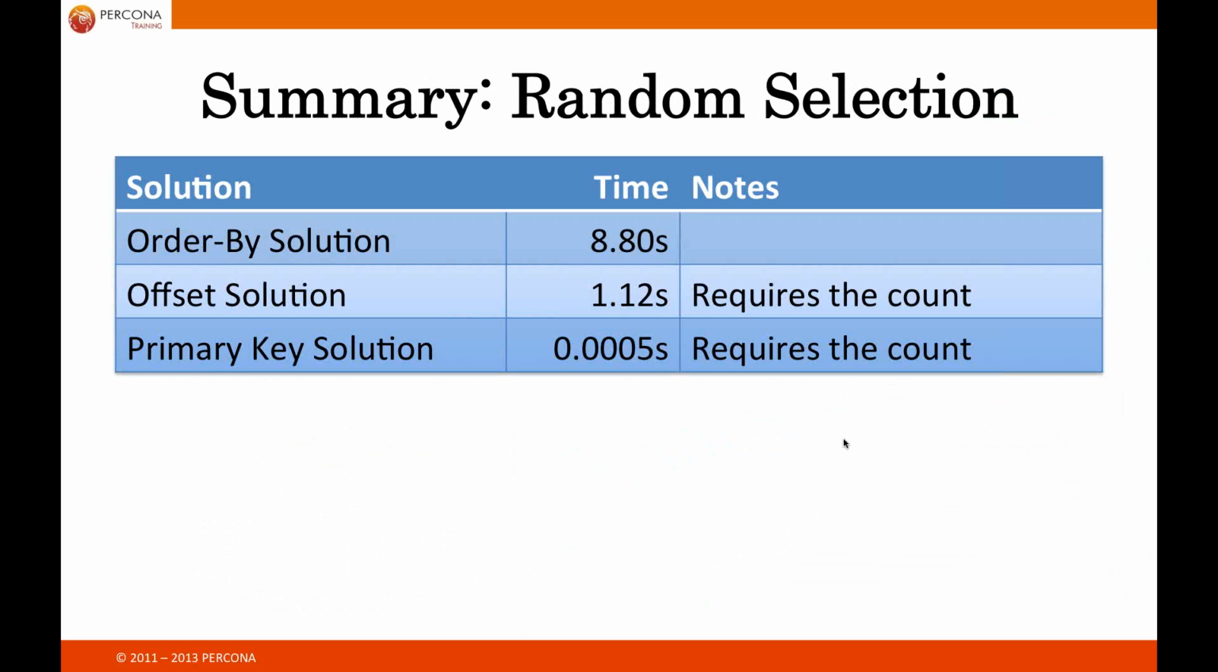Depending on how frequently that table changes, how many new rows are added into it, you could cache that count. You could store that in a summary table or in memcached or some other in-memory cache, so you can reuse the value and don't have to do the count over again for every random selection.